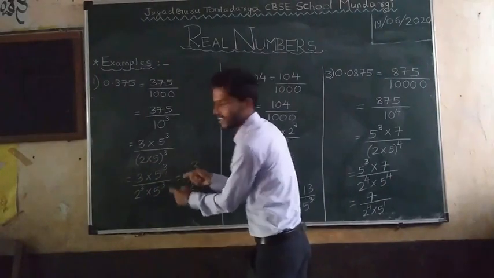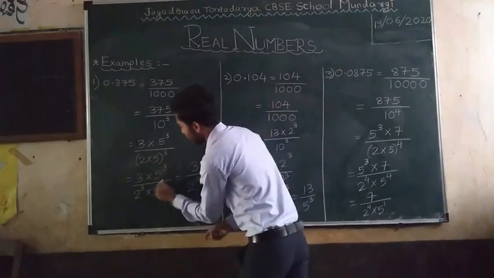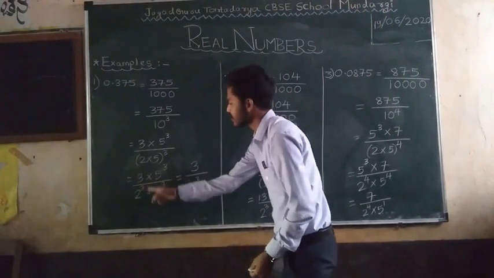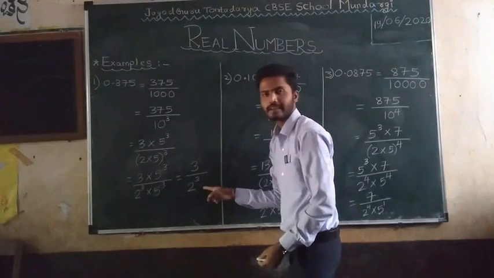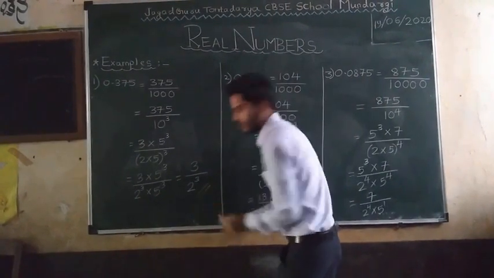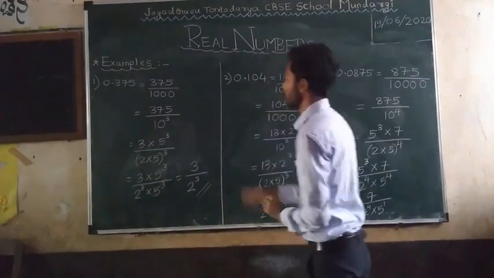Now, 5 raised to 3 and 5 raised to 3 get cancelled. Now we are left with 3 divided by 2 raised to 3. Up to here, I guess you have understood.